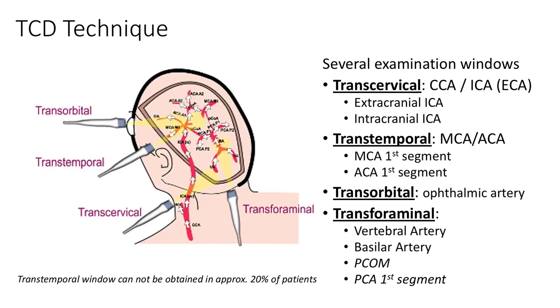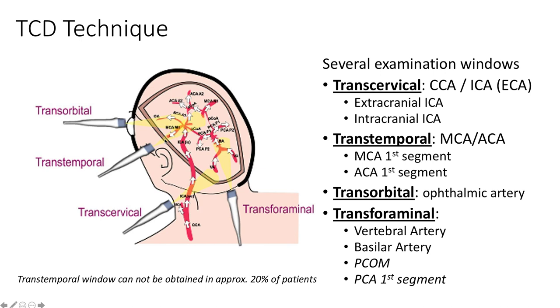So how does this work? The whole scalp is bone, but there are certain windows which our Doppler probe can access to get to the blood vessels. So here are your examination windows. Transcervical: you look at the common carotid artery and then your intracranial and extracranial carotid artery.